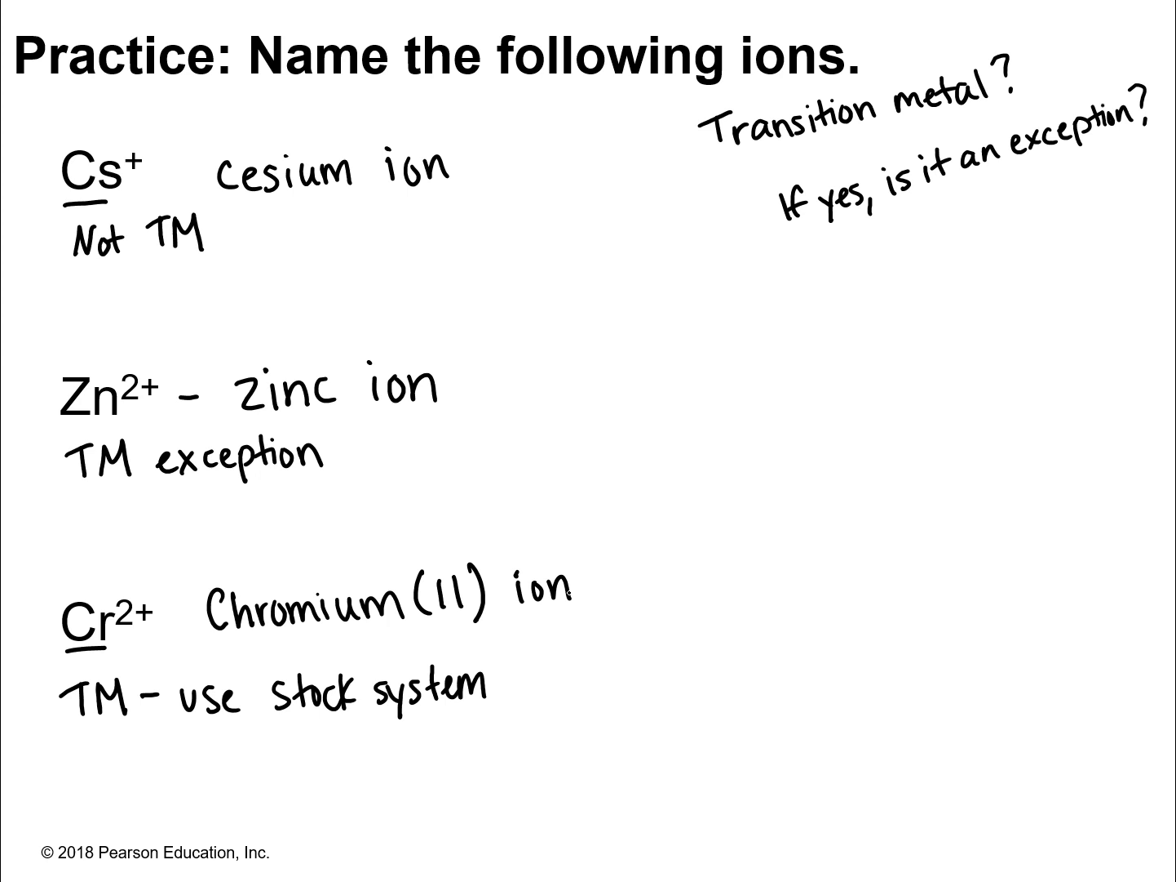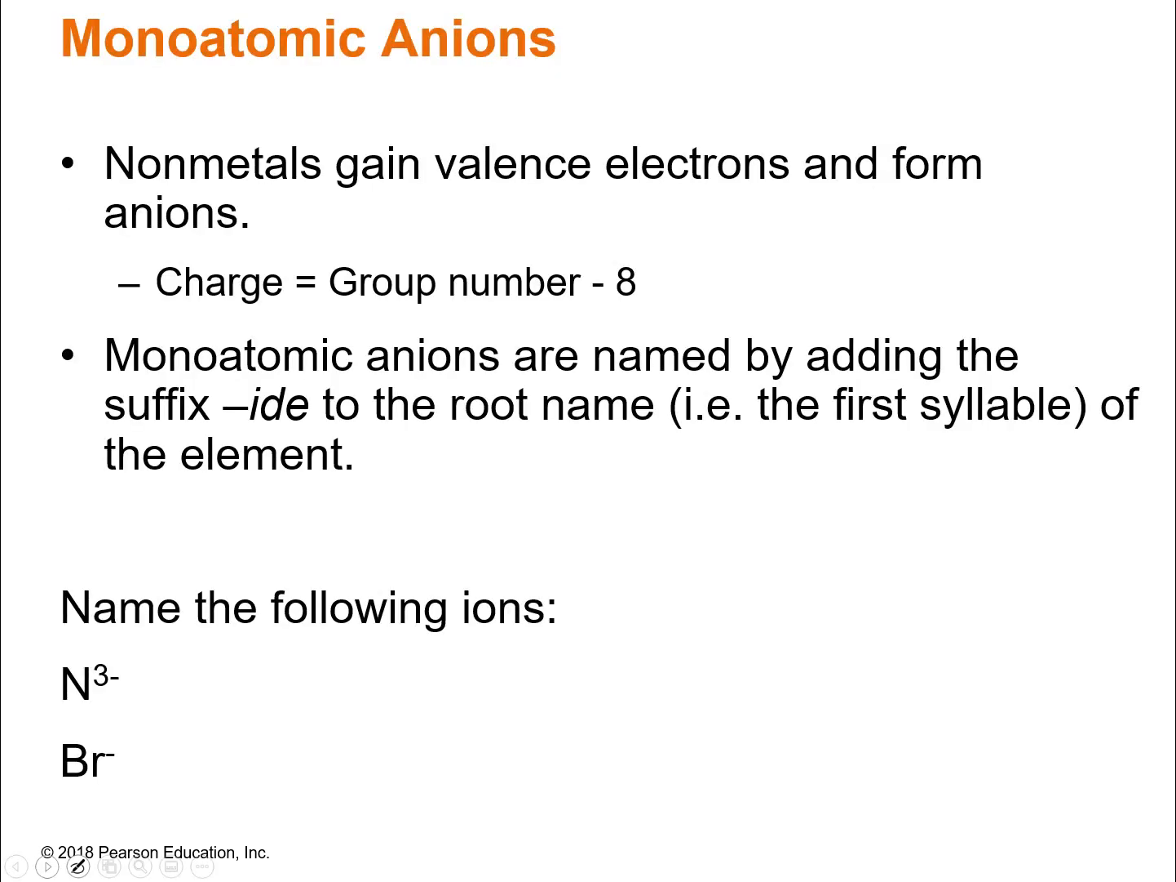So we just finished that one up with the chromium 2 ion. We said we had to use the stock system because it's a transition metal and it's not an exception. Hold on to that. Put it in the back of your brain because now we need to talk about anions. We'll start with the monoatomic anions. These, again, we talked about at the end of chapter 5. We just didn't have the terminology.